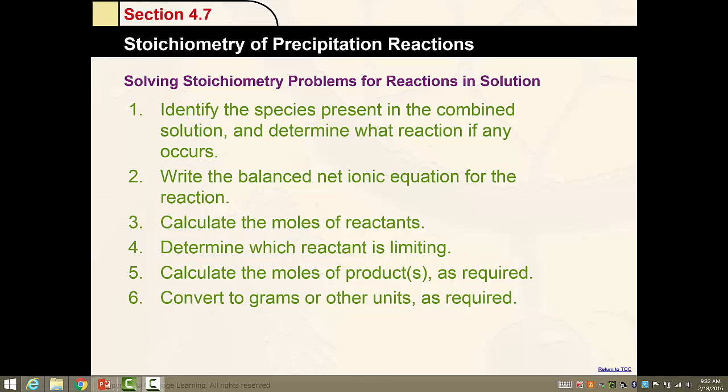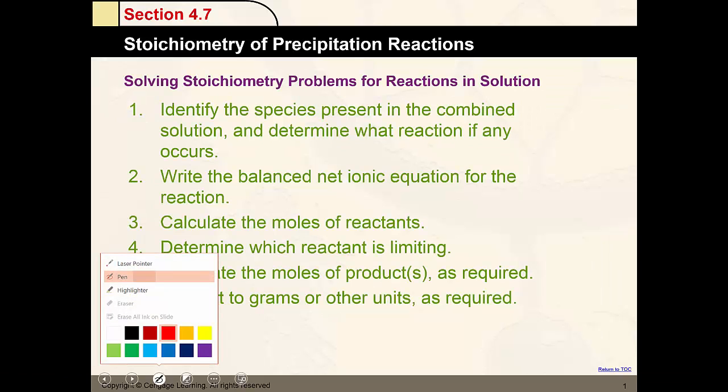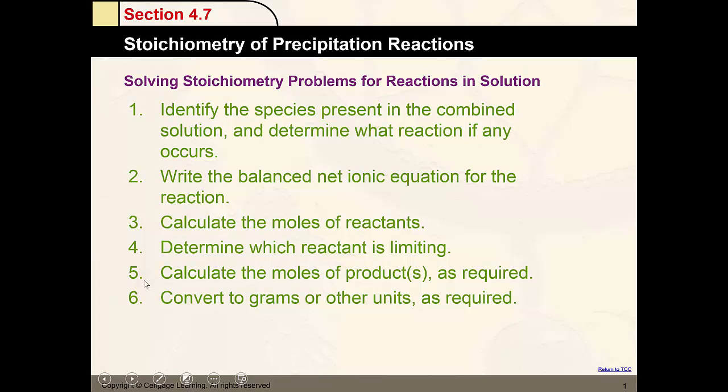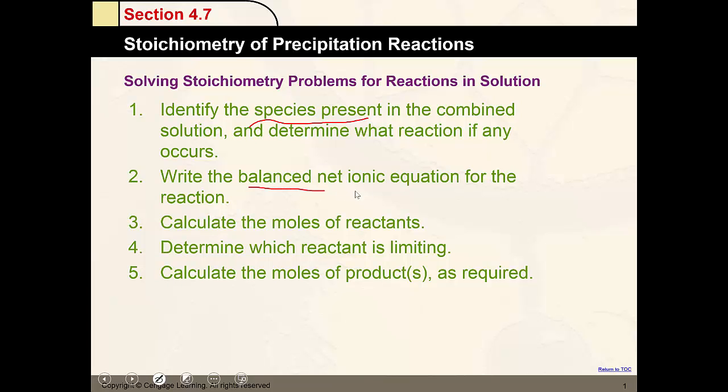And then from that point, the process is very similar to what we did last unit. In addition, we need to make sure what reaction is actually occurring. So first, we need to identify the species present. Then write the balanced net ionic equation.